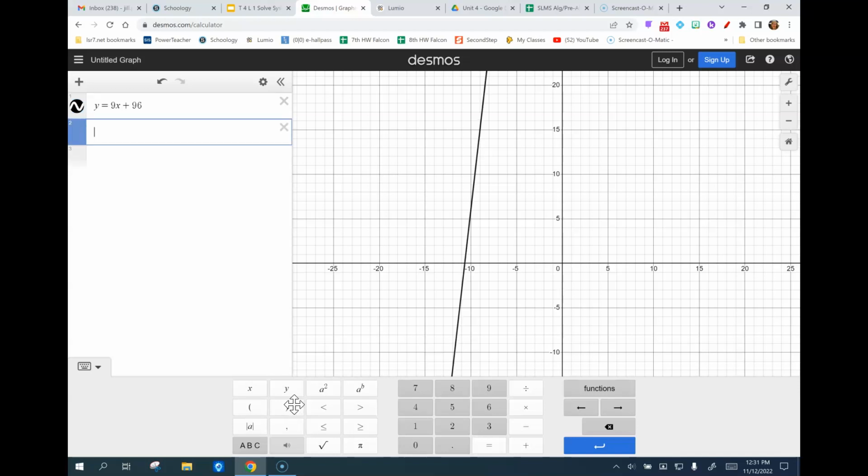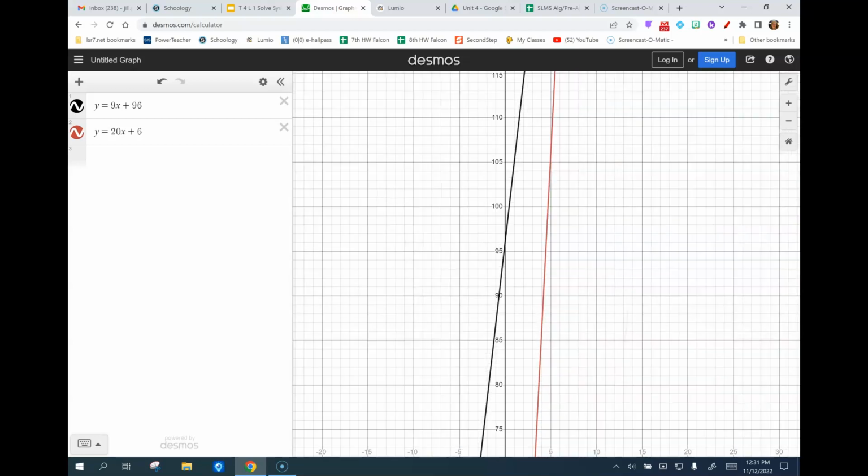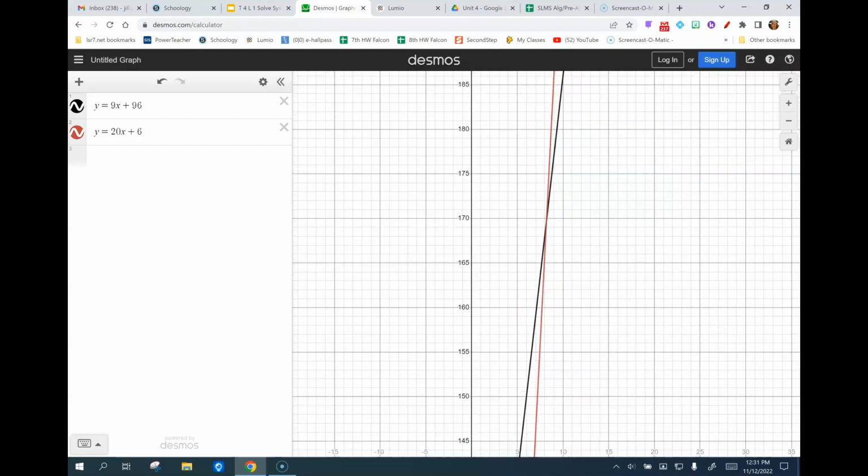Okay, now we're going to go with y equals 20x plus 6. Okay, not even visible. So here we go. Let's move our chart down. When do they come up with the same number of pages?